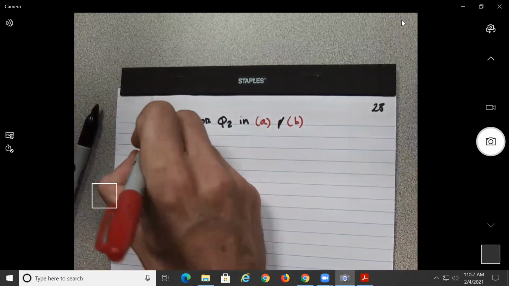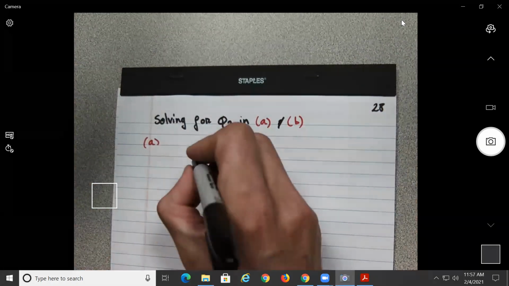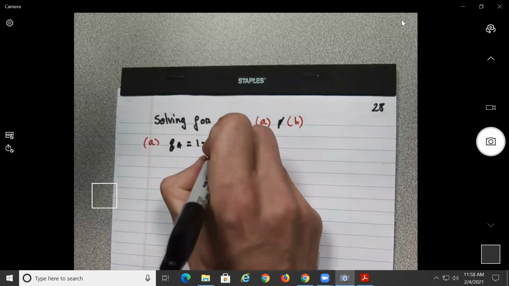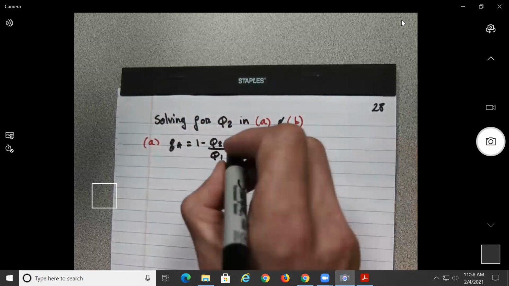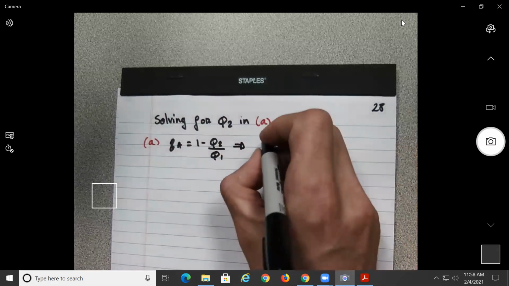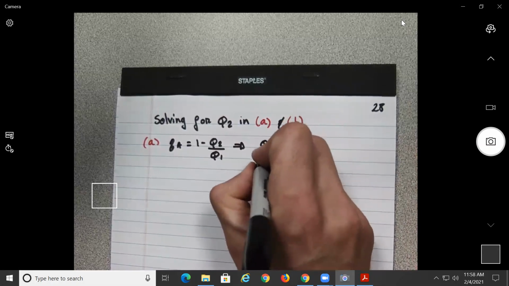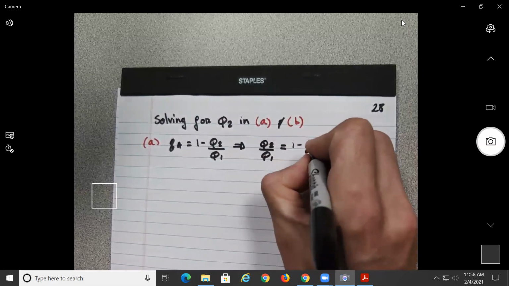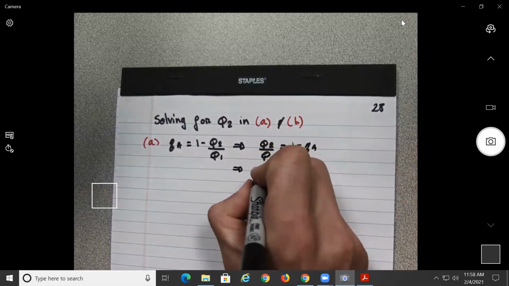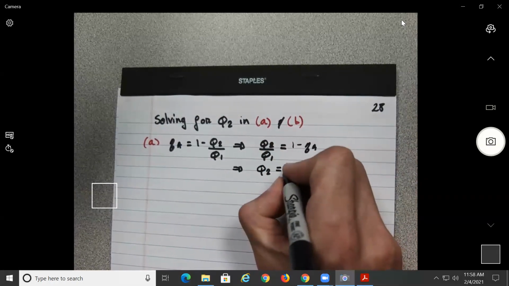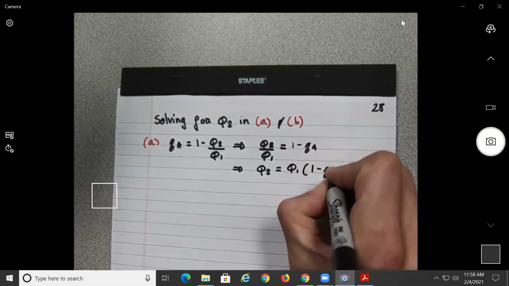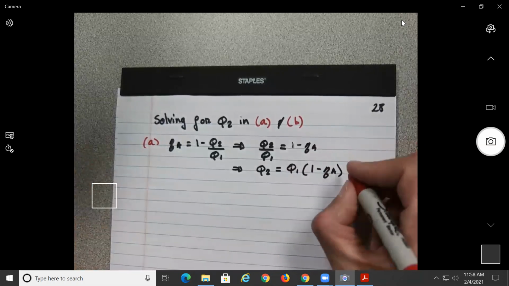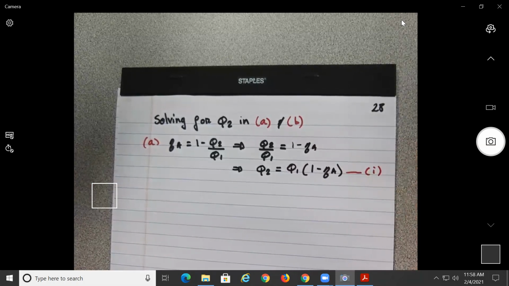So let's first do A. We had that the efficiency of A was equal to 1 minus Q sub 2 over Q sub 1. So here we get that Q sub 2 over Q sub 1 will be equal to 1 minus the efficiency of A, or this will give us that Q sub 2 is equal to Q sub 1 times 1 minus efficiency of A. If you want, let's call this one Roman 1.